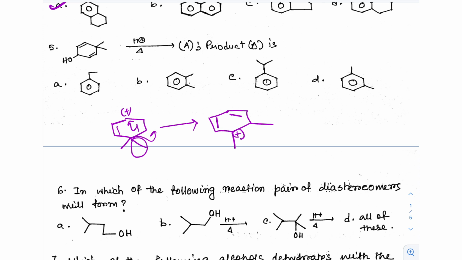Here plus charge is generated, and in the final step it will again try to gain stability by gaining aromaticity. So in the final step, aromaticity will be gained by deprotonation. This is the mechanism. So two methyl groups will be present in the benzene ring in the 1,2 position. So option B is the correct answer.